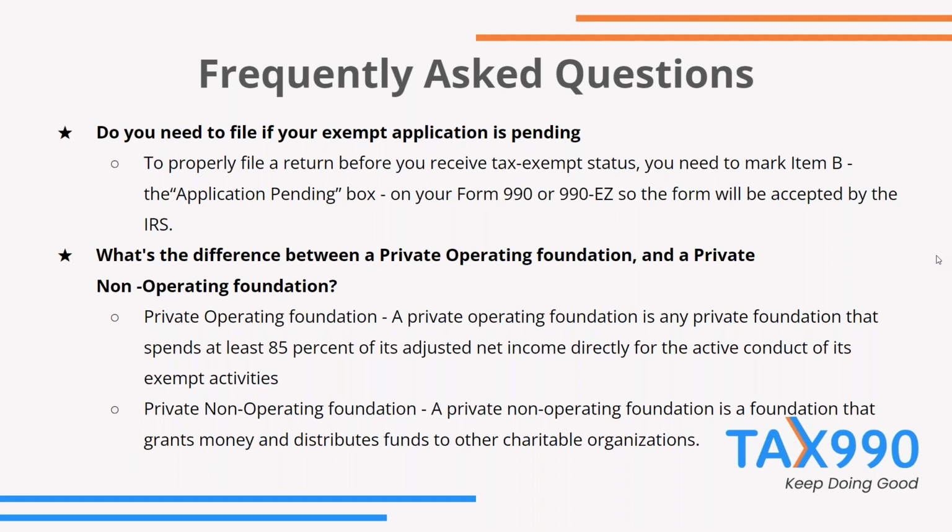What's the difference between private operating and non-operating foundation? So a private operating foundation, and there is so much confusion on this, but a private operating foundation is any private foundation that spends at least 85% of its adjusted net income directly for the active conduct of its exempt activities. A non-operating foundation is a foundation that grants money and distributes funds to other charitable organizations.